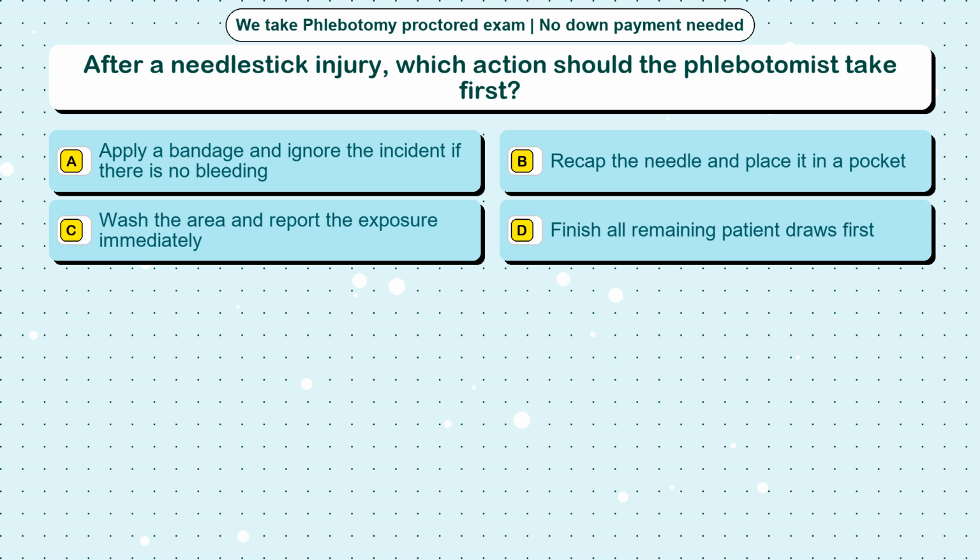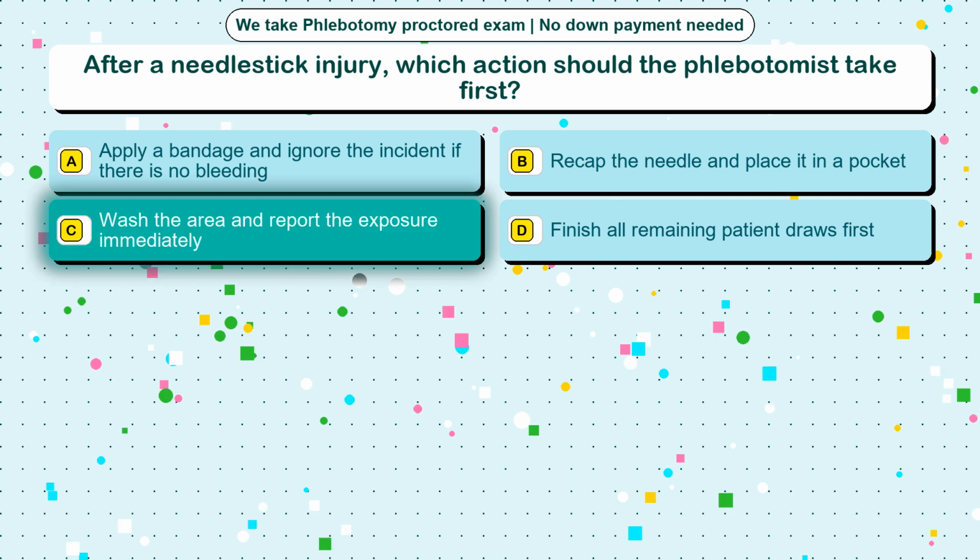Question 5. After a needle stick injury, which action should the phlebotomist take first? Option A. Apply a bandage and ignore the incident if there is no bleeding. Option B. Recap the needle and place it in a pocket. Option C. Wash the area and report the exposure immediately. Option D. Finish all remaining patient draws first.